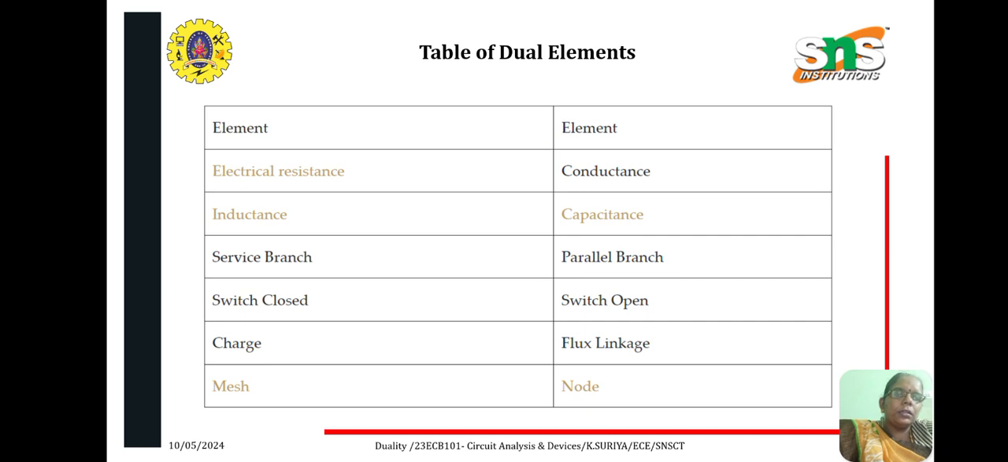This is a table that represents the dual elements. The dual element for electrical resistance is conductance. For inductance it is capacitance. For series branch it is parallel branch. For switch closed it is switch open. For charge you represent it by flux linkage, that is C with L. Next, for mesh you represent it as node. So these are the equivalent dual elements.